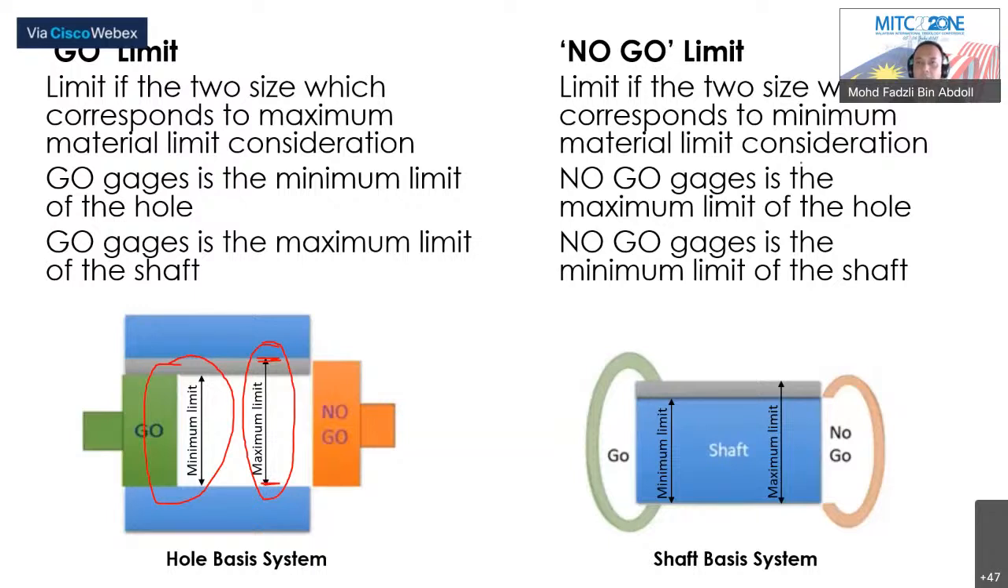kita bayangkan shaft. And then no go pula, no go is the two sides which correspond to minimum material limit consideration. Okay, no go gauge is the maximum limit of the hole. And then no go gauge is also the minimum limit of the shaft. Okay, nampak tak? So that kita ada dua, satu no go, satu lagi go. Kalau go ni adalah minimum limit of the hole, kalau no go gauge ni adalah minimum limit of the shaft. Okay.